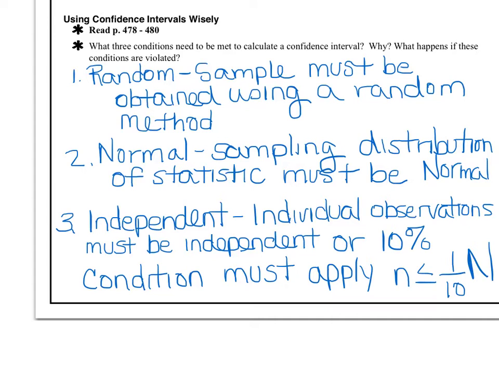So we need them either to be independent or for the sample size to be so much smaller than the population that it's not really affected. The change in the population every time you pull one is so minimal that the standard deviation is not affected.